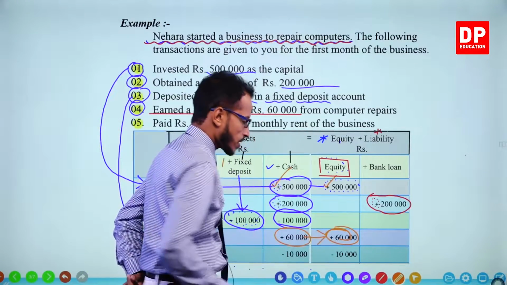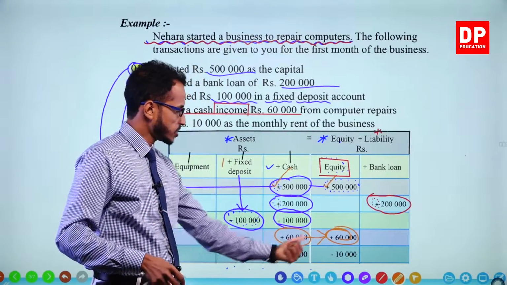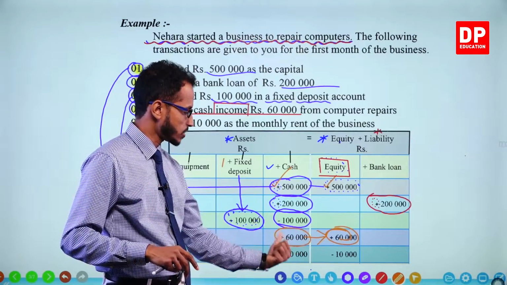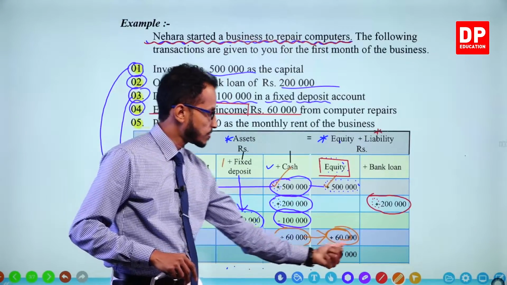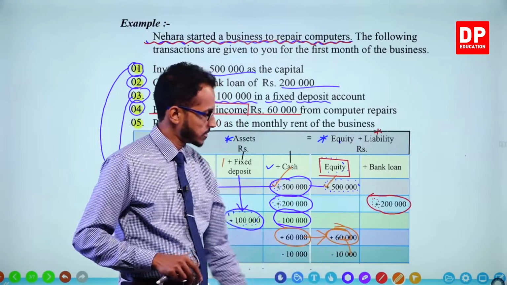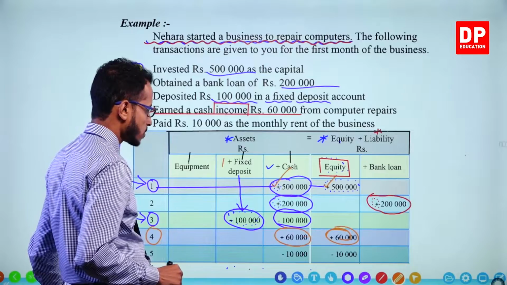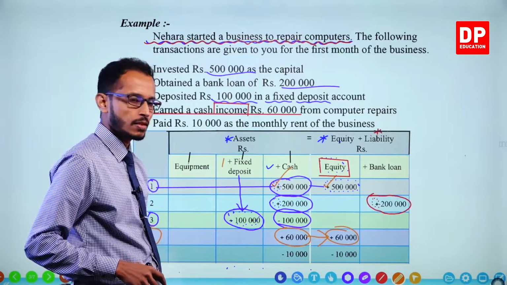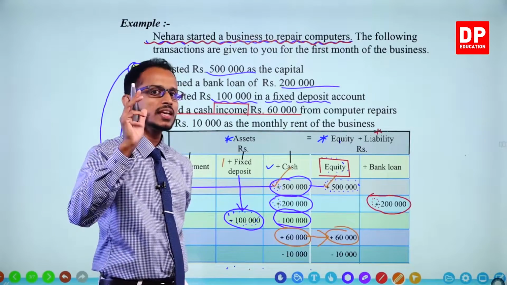In that case, children, when incomes are received in the business, that income amount of 60,000 is mentioned as an increase of cash. At the same time, it is mentioned as an increase of equity. All right, a lot of lines drawn. Now it's clear. That is that. End of story. Incomes increase capital.